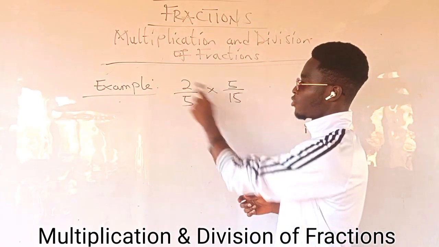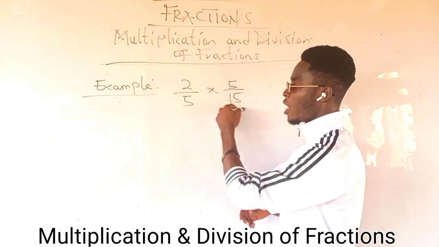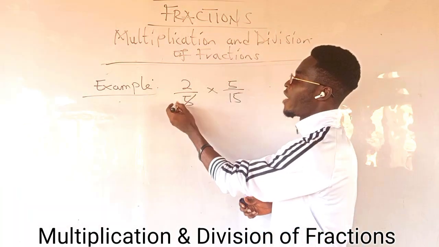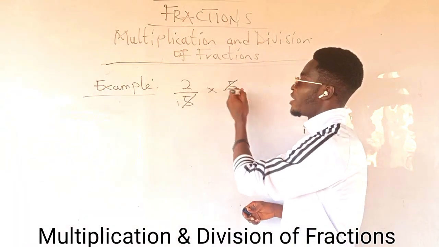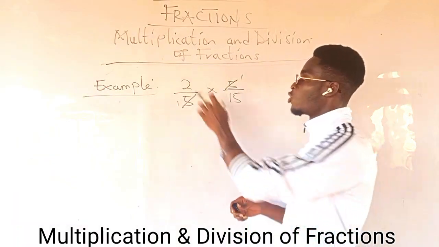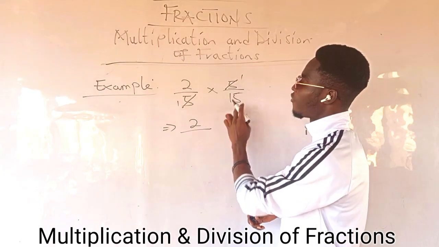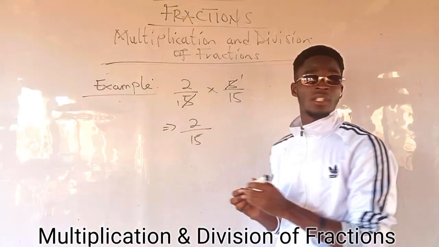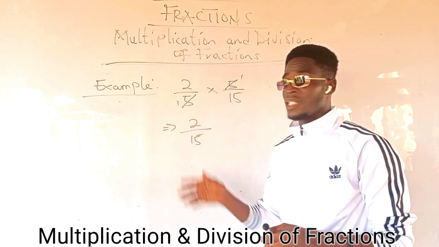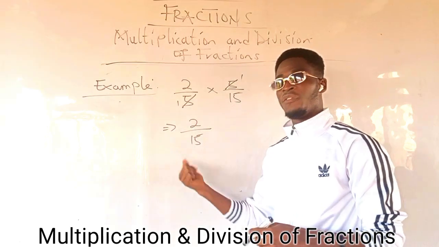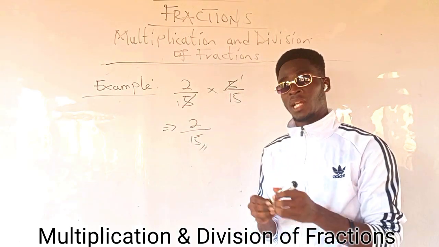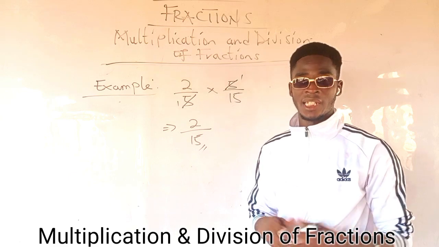So you check the cross section like this, diagonal. This 5 will divide this 15 one time, and this 5 can divide this 5 one time. So 2 times 1 is going to give us 2, and then 1 times 3 is going to give us 3. And so for this particular question, the answer is 2 out of 3. This is one way you can solve this particular question.